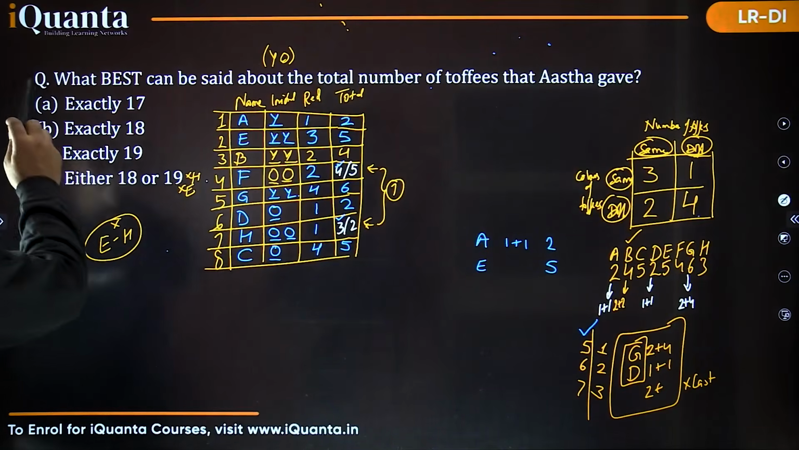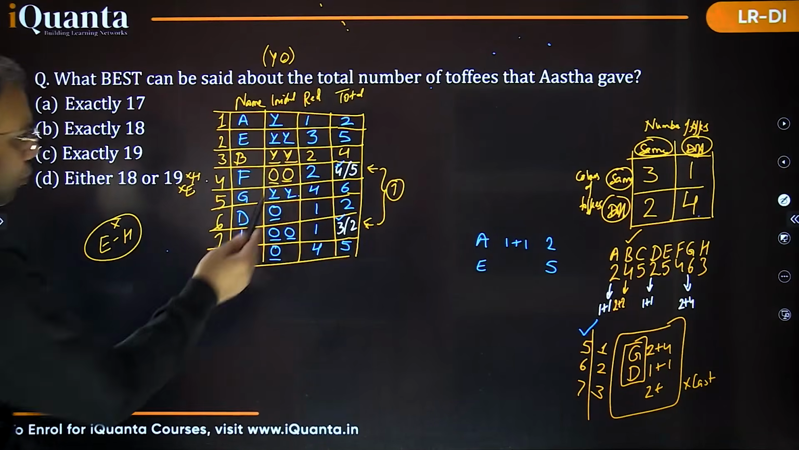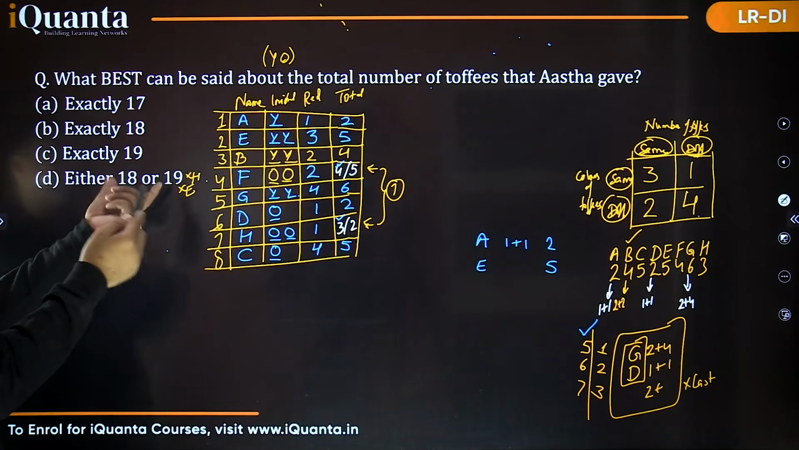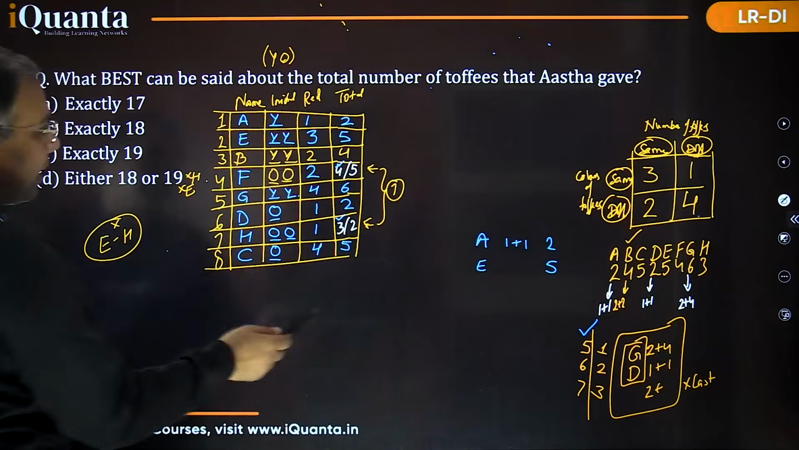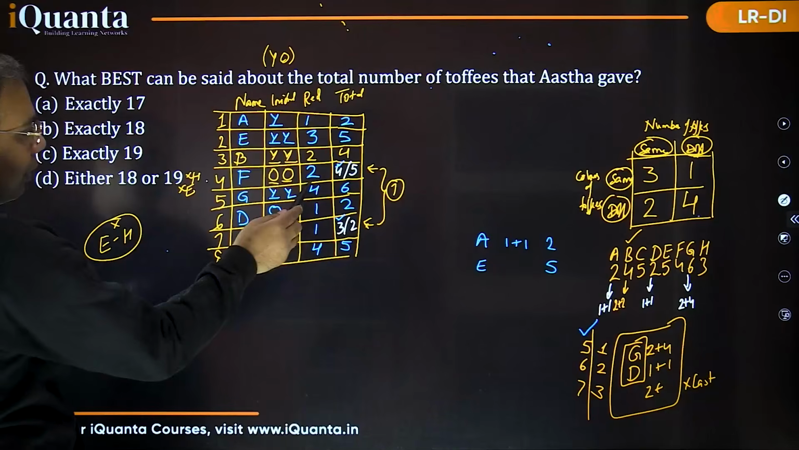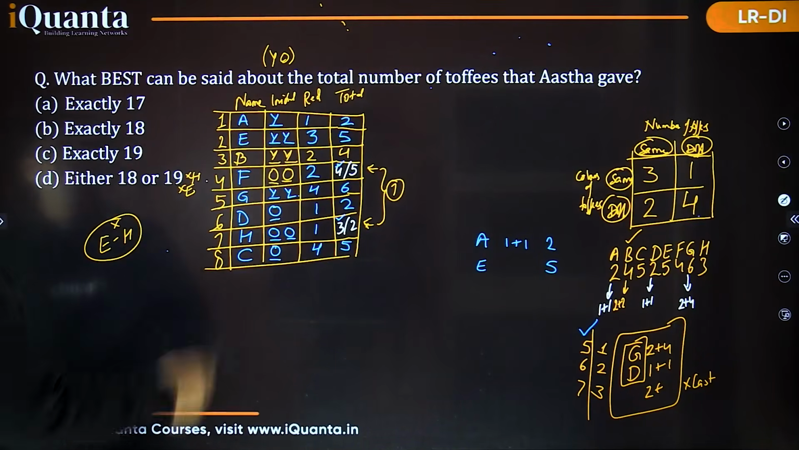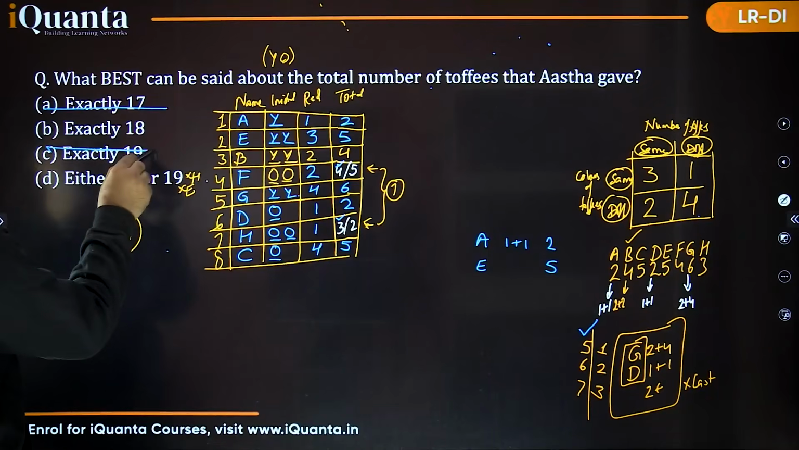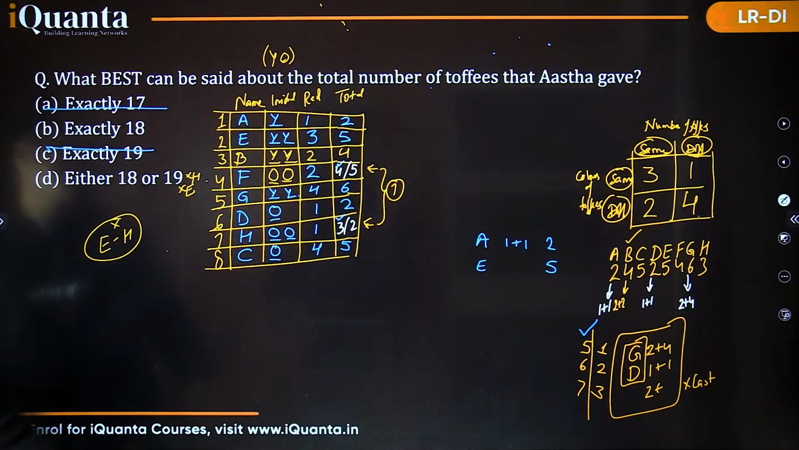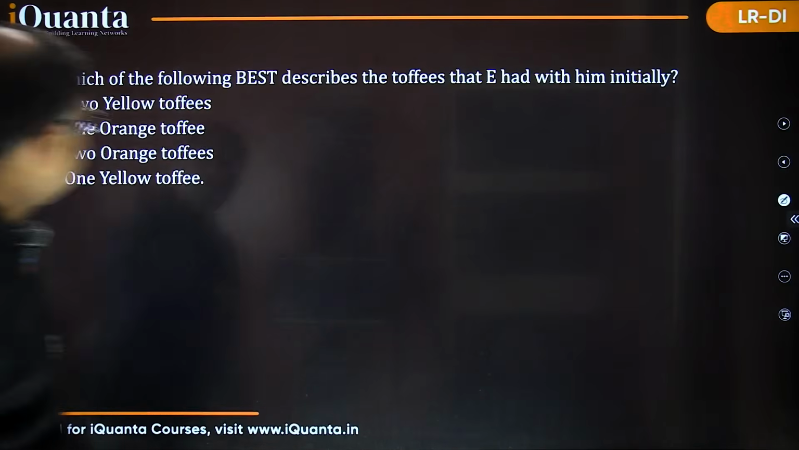So first question said, what best can be said about the total number of trophies that Astha gave? That is red trophies. So let's check out कितना आता है. If it is nothing of 18 or 19, then we will get the answer now, right? That's the idea here. So 3 plus 1 plus 3, 4, 4 and 2, 6, 6 and 2, 8, 8 and 4, 12, 12 and 2 is 14, 14 and 4, 18. So 17 is not the answer, 19 is not the answer. So it could be 18 or 19, right? So we can't answer this question for sure, as we discussed earlier. We need to check the other case also to be confirmed whether it is valid or not. But let's see, can we answer this one?